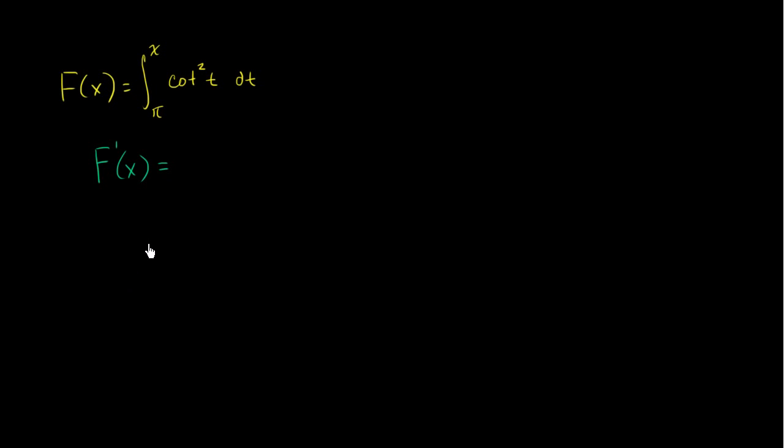Well, this is a direct application of the fundamental theorem of calculus. This is just going to be the derivative with respect to x of all of this craziness. So let me just copy and paste that. So it's just going to be the derivative with respect to x of that. And the fundamental theorem of calculus tells us that this is going to be equal to just this function, but it's not going to be a function of t anymore. It's going to be a function of x. So it's going to be equal to cotangent squared of x.